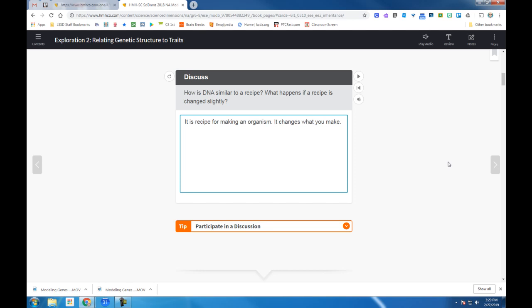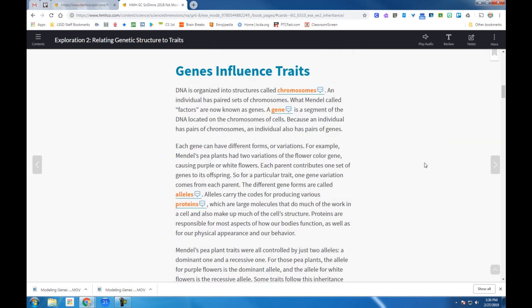But some ideas that you might come up with: DNA is a recipe for making an organism, because a recipe is its instructions to making something, and DNA are your instructions to your cells to make or do something. And if you change a recipe, it changes what you make. If you add different amounts of flour or sugar in a cake recipe, it's going to change the way the cake turns out. Same with DNA.